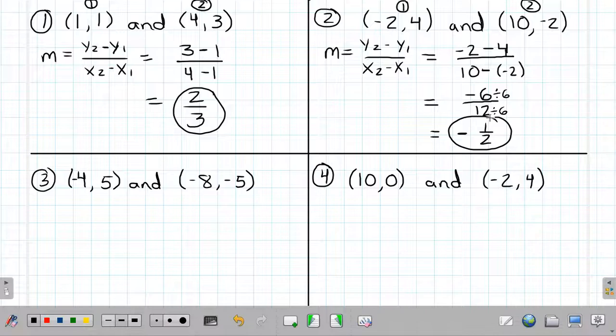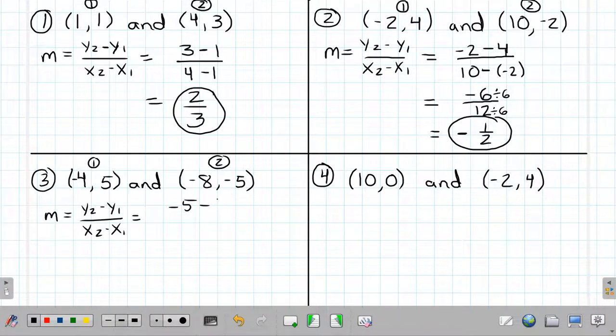So once again, without even looking at a graph of a line, you can figure out that the slope between these 2 points is negative 1/2. So to kind of pick it up here, that's the way all of these questions work. y2 minus y1 over x2 minus x1. I'm going to call this one point 1, this one point 2. Okay, so that means my y2 would be negative 5 minus 5 over negative 8 minus negative 4.